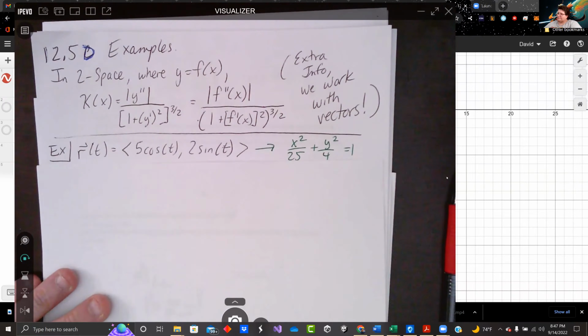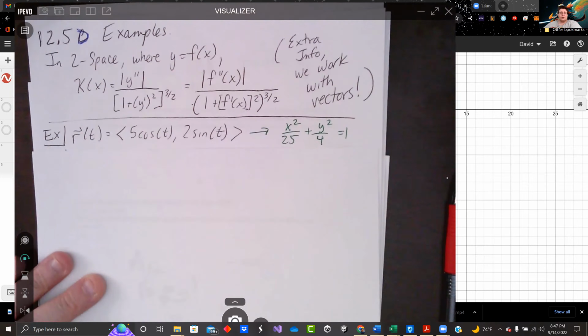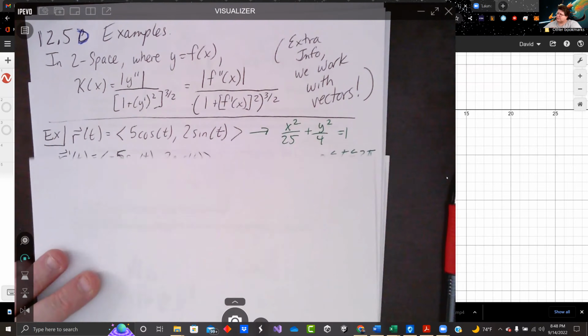Let's take a look at the vector r of t equals 5 cosine t for the x component and 2 sine t for the y component. This ends up being the ellipse x squared over 25 plus y squared over 4 equals 1. Let's find our curvature and see how this compares with the circles.